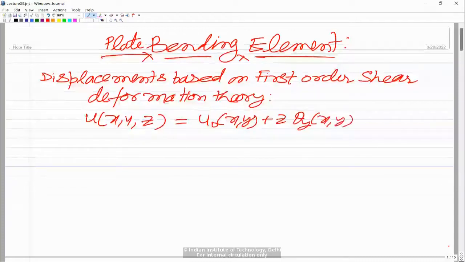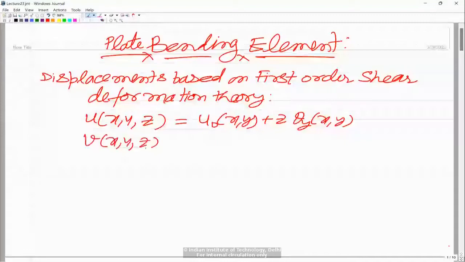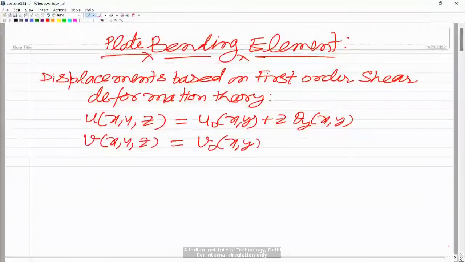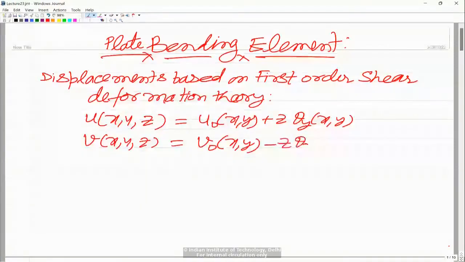So essentially we are assuming that the displacement along x direction varies as a linear function of z. And similarly we said v, also in general a function of x, y, z, is written as v naught, where u naught and v naught are the displacements of any point on the middle surface of the plate, and minus z into theta x, where theta x is a rotation about positive x-axis.